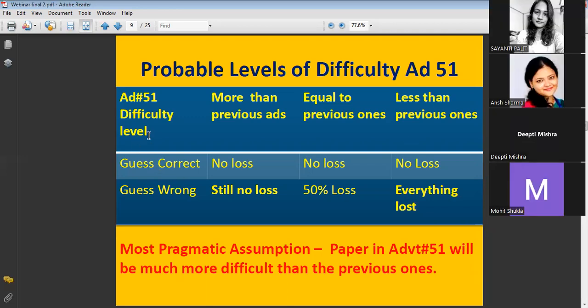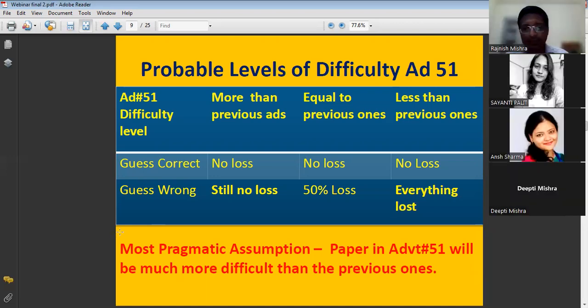Now you may or may not agree with this, to each their own, but I recommend that, and it may or may not happen, but I still recommend that guessing and working upon a difficulty level that will be more than any other paper that you have will always work. So I say that you guess and you make your notes based on this most pragmatic assumption that the paper in edition 51 will be much more difficult than the paper in the previous ones.